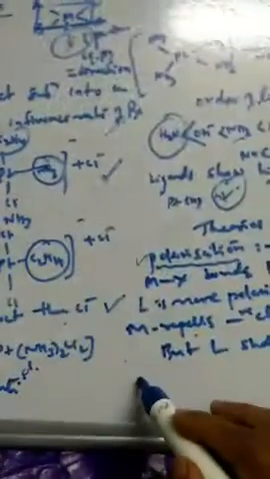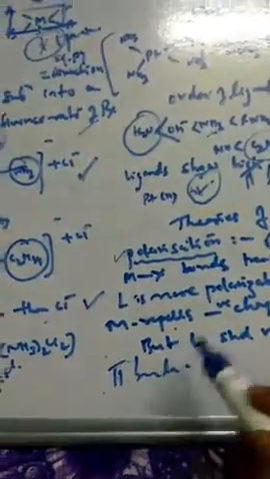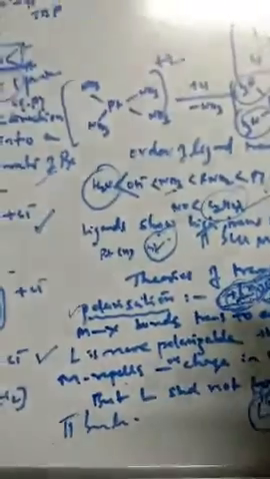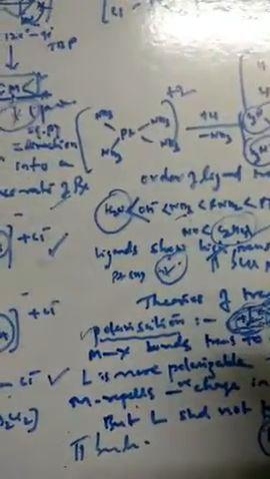Then the next theory is the pi bond theory, which we will learn in the next video. Hope you understood this trans effect and the SN2 square planar mechanism. In the next video, we will go through the next theory of trans effect, the very important pi bond theory, and further we will go to the next concept of this study.